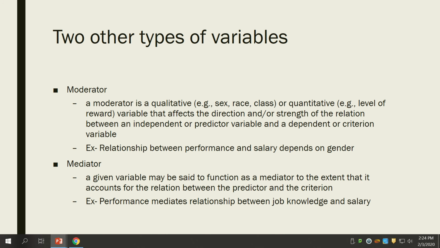So a moderator variable. This is essentially some type of category. So it's a qualitative or quantitative variable that affects the direction and or strength of the relationship between an independent or predictor variable and a dependent or criterion variable. So I don't worry about that example so much. I'll show you something that makes a little bit more sense. So next thing, mediator variable. A given variable may be said to function as a mediator to the extent that it accounts for the relationship between the predictor and the criterion.